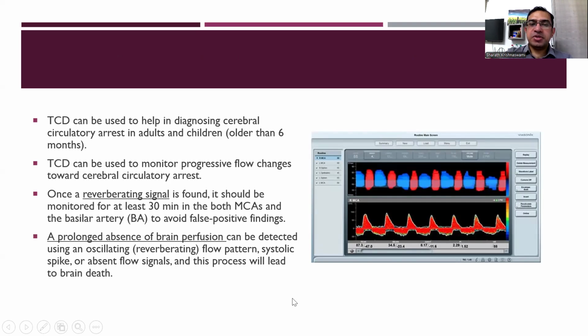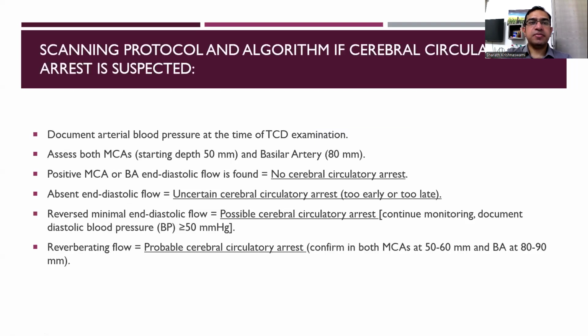A patient will have an absence of brain perfusion, and this can be detected by a reverberating flow pattern, systolic spikes, or absent flow signals. And this identification will help us in diagnosing brain death. So how do we do this assessment if you suspect a patient to have cerebral circulatory arrest?